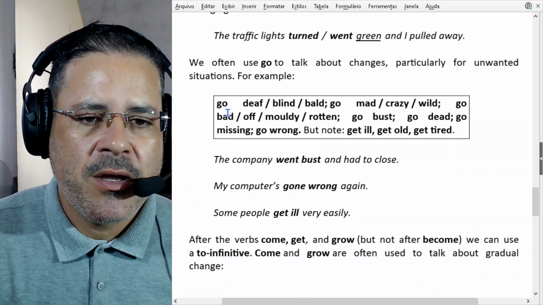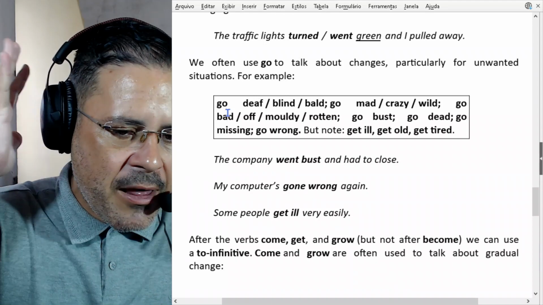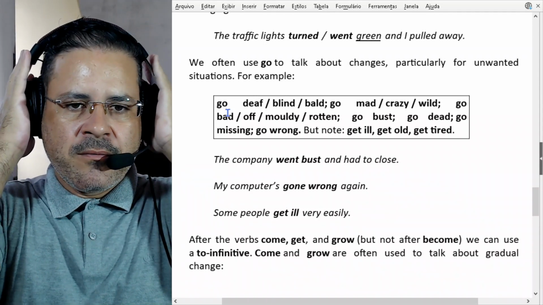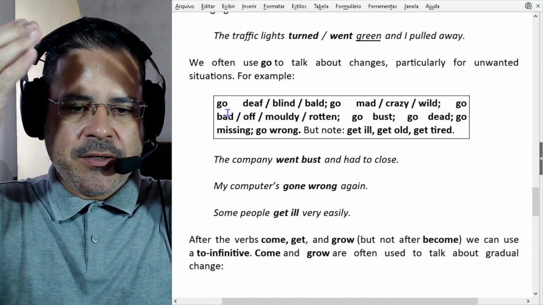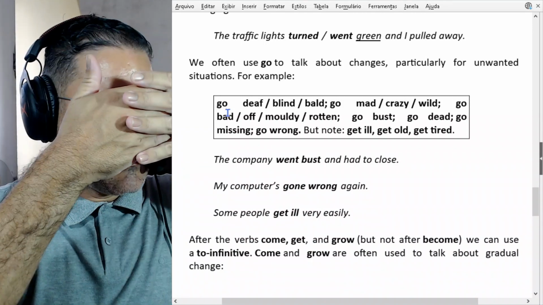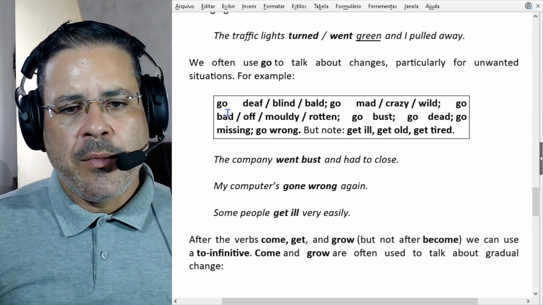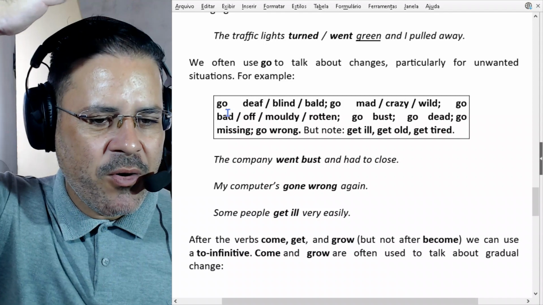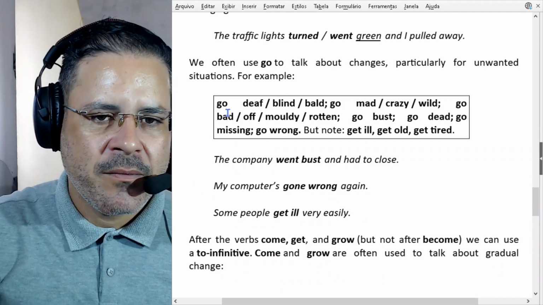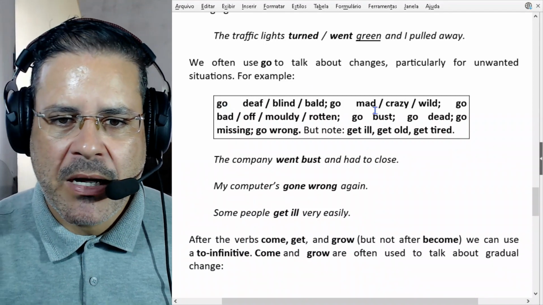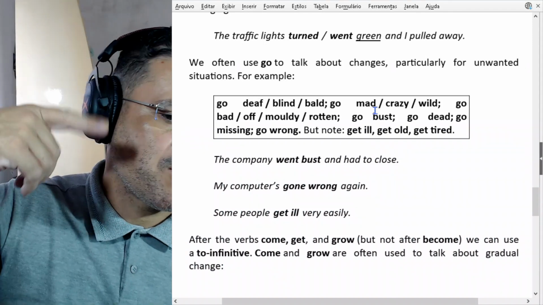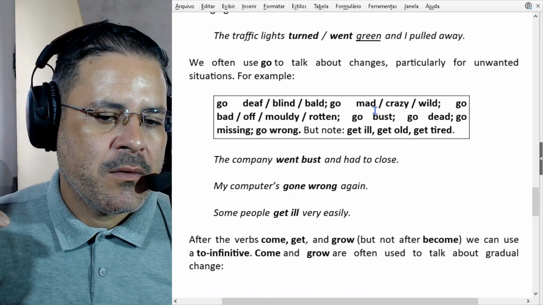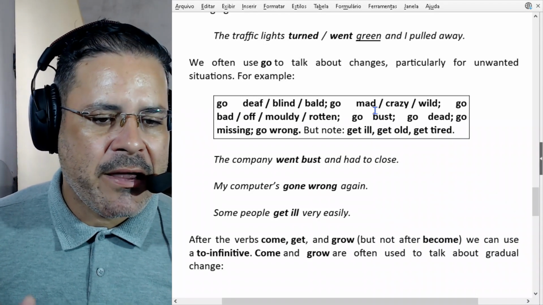For example, you might go deaf. If you go deaf, you can't hear anything. You might go blind. You can't see anything. You might go bald. No hair above your head. You might go mad, crazy, or you might go wild like a lion.